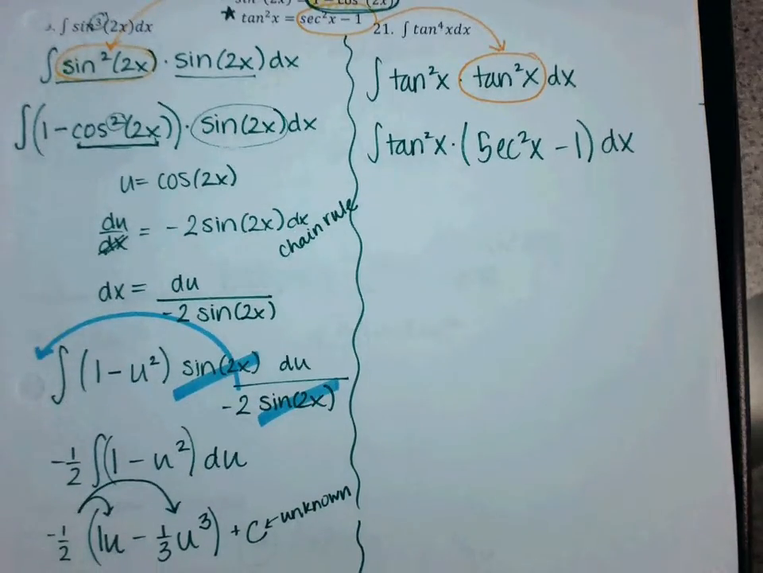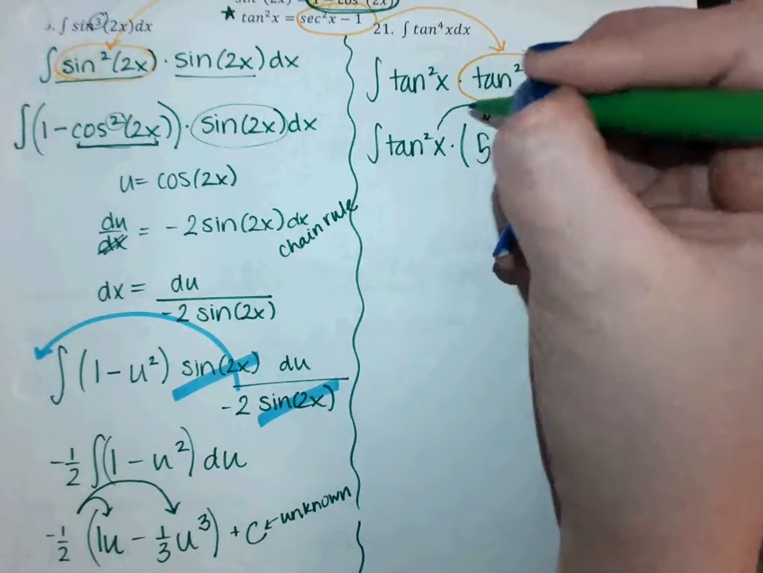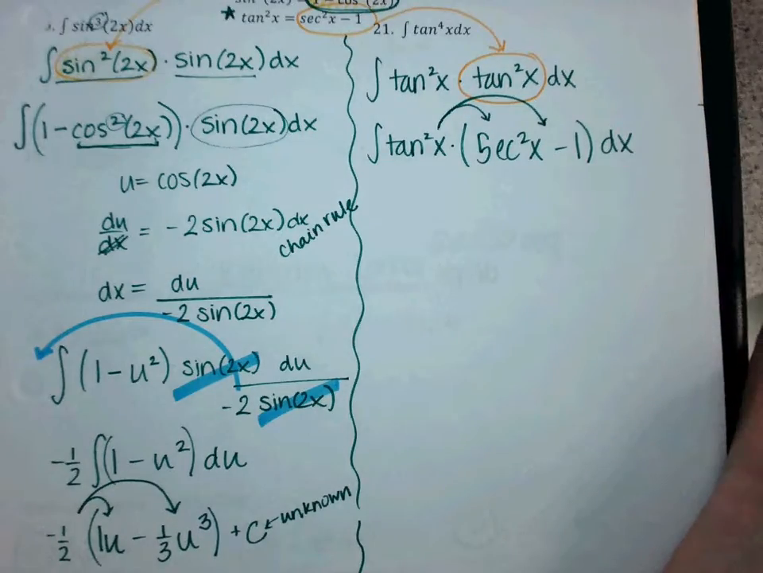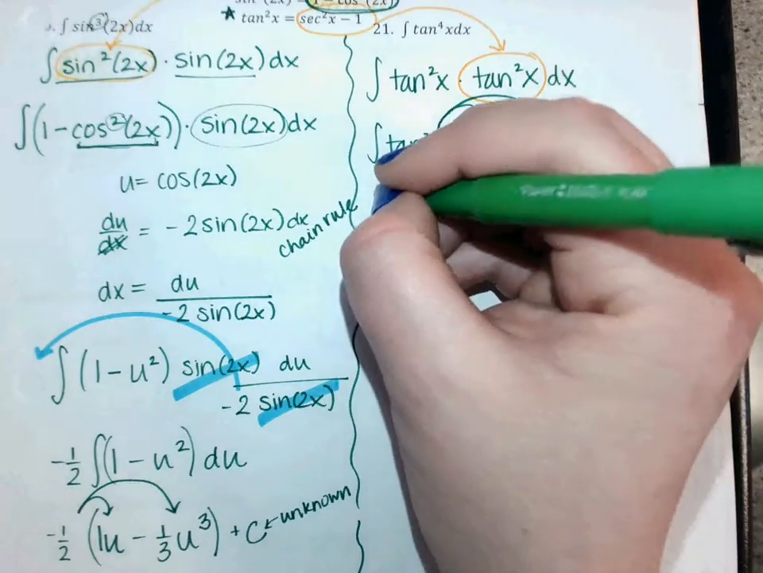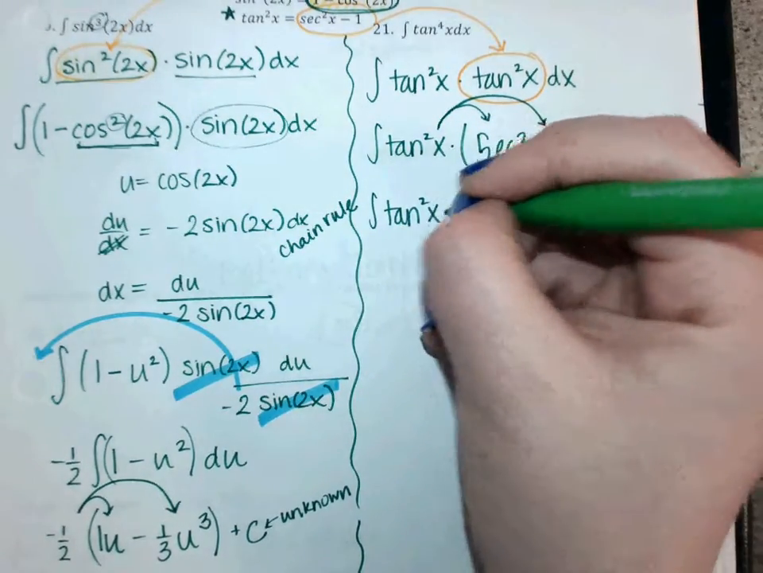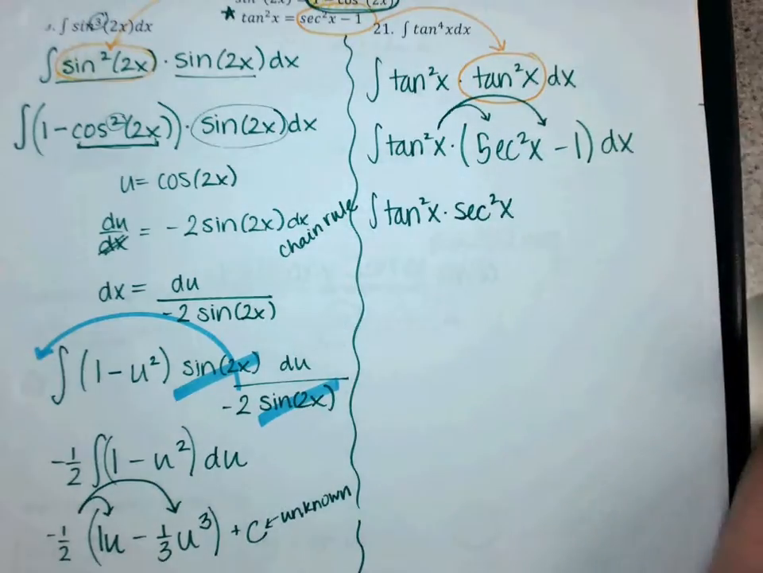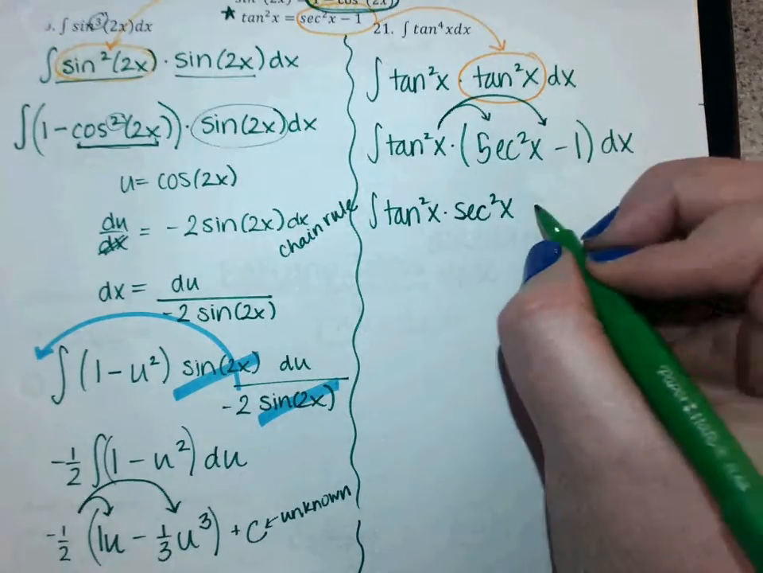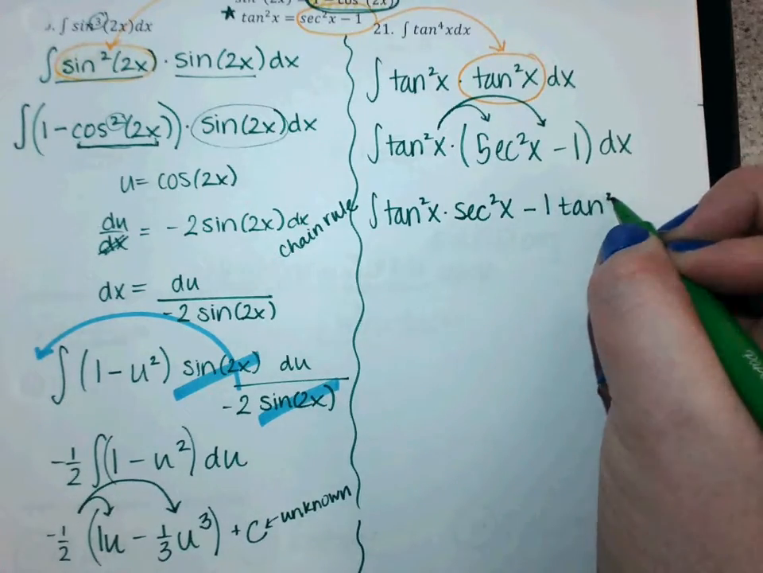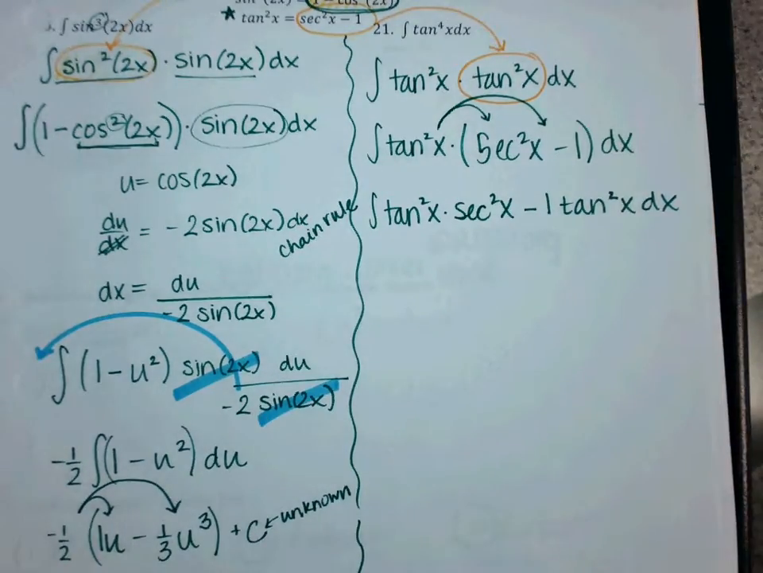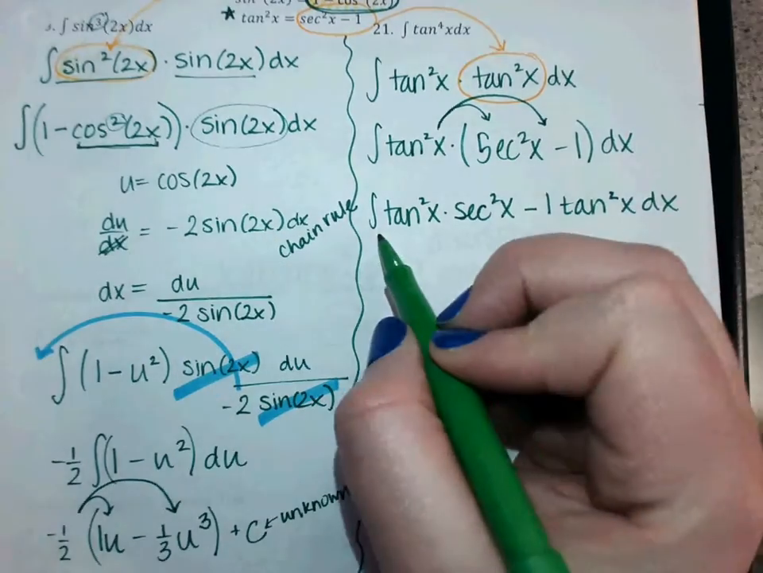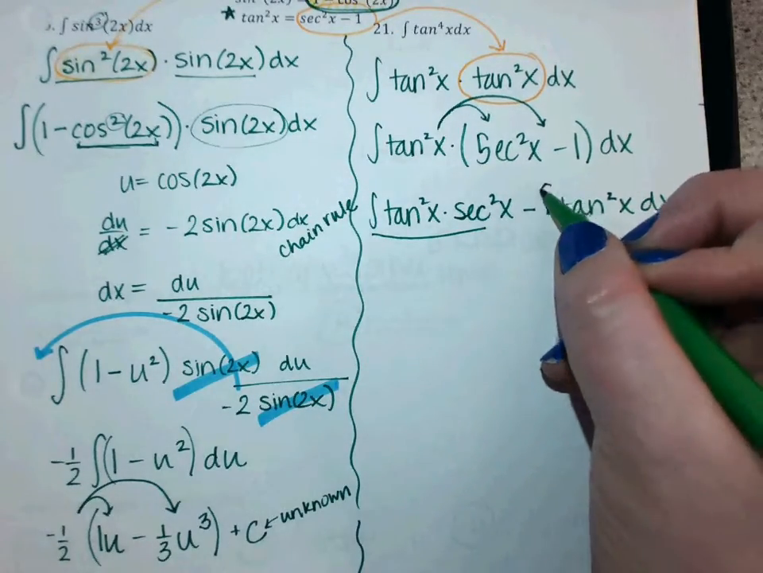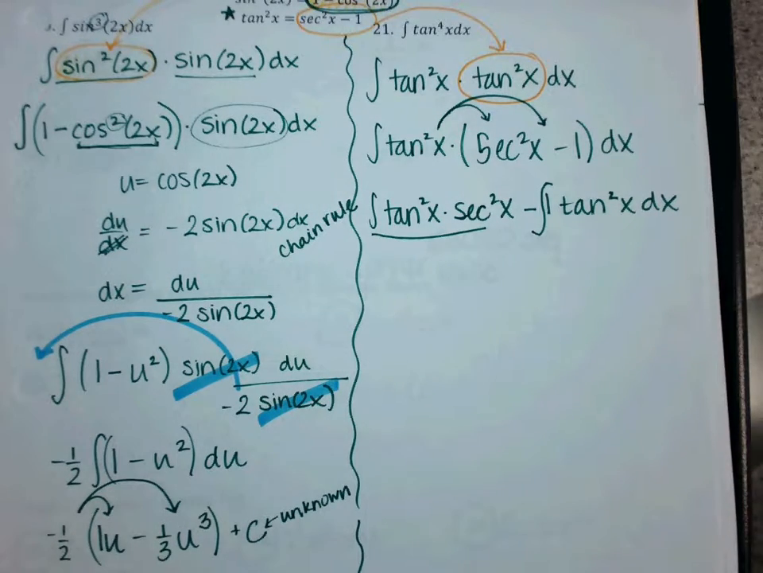Okay, then I'm going to take my tan squared x, and on this one, I'm going to distribute that times the secant squared and then times the minus 1. So now I have this: tan squared x times secant squared x. And then minus, when I times the tan squared x with the 1, it's now a minus tan squared x dx. Okay, the second thing that I'm going to do is split this up into two integrals. So I'm going to work this as one integral, and then I'm going to work this as its own separate integral. So let's do this integral first.